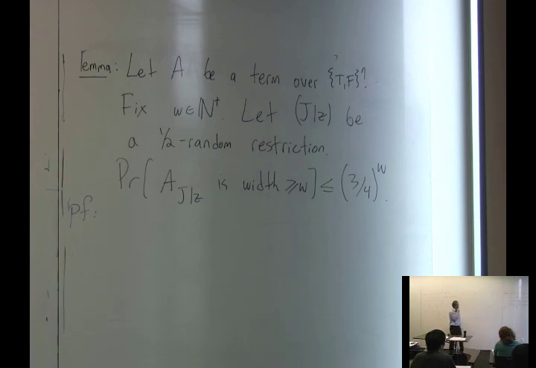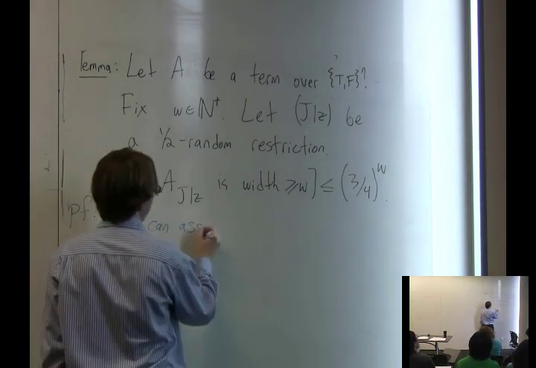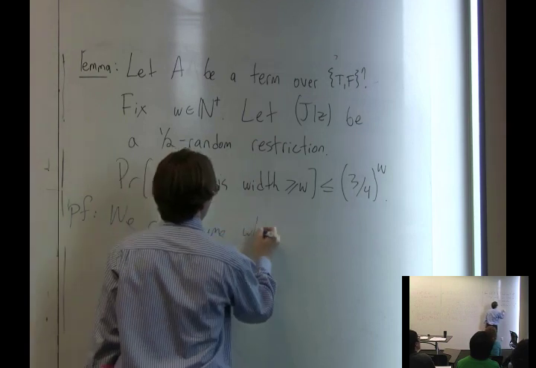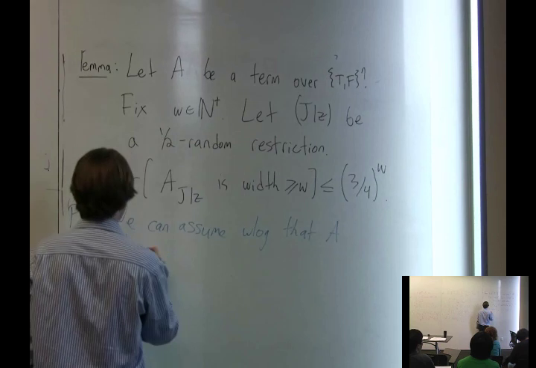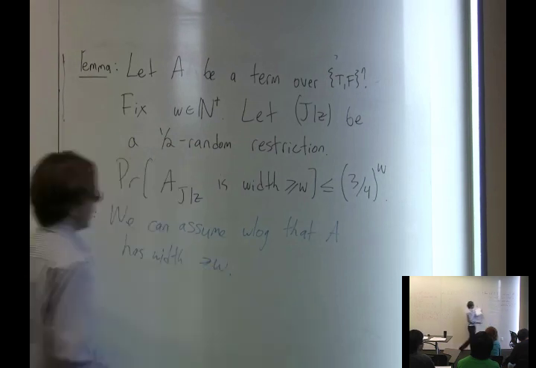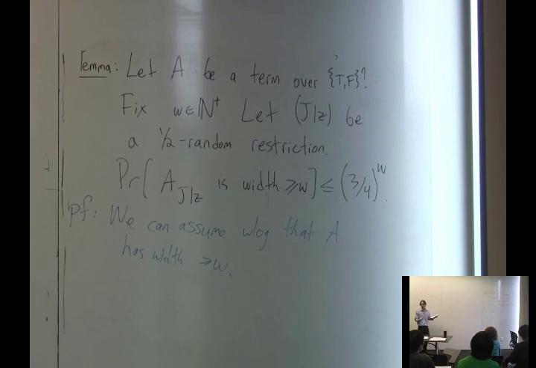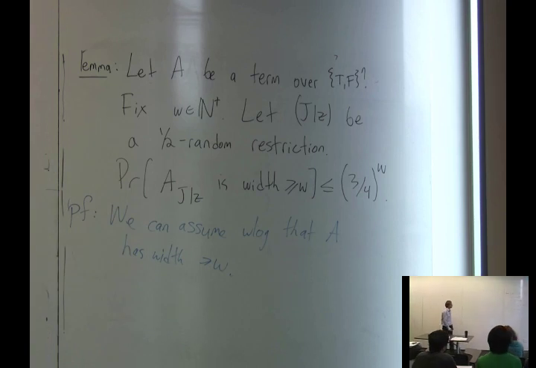Okay, so the proof of this is quite simple. We can assume, without loss of generality, that originally A has width at least W. Because if A, the original term, already had width W or smaller, then it's only going to get smaller when you do a random restriction to all the variables. Okay, we'll come back to that later.